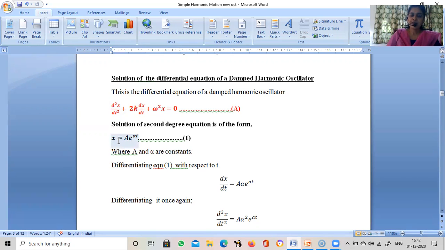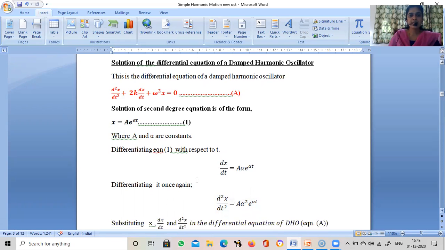Now differentiate this equation 1 with respect to t. So we have dx by dt is equal to a alpha e raised to alpha t. Differentiating once again, we have d square x by dt square is equal to a alpha square e raised to alpha t. So now we have x, dx by dt and d square x by dt square.